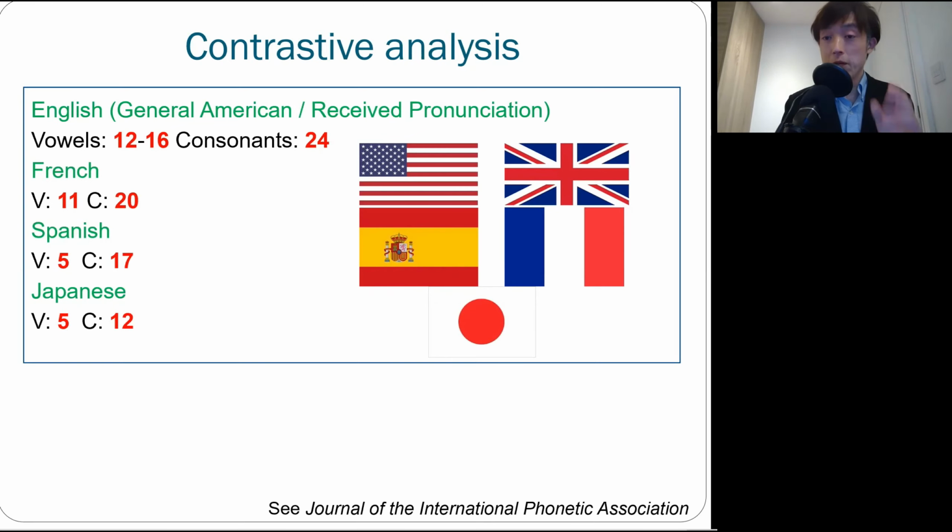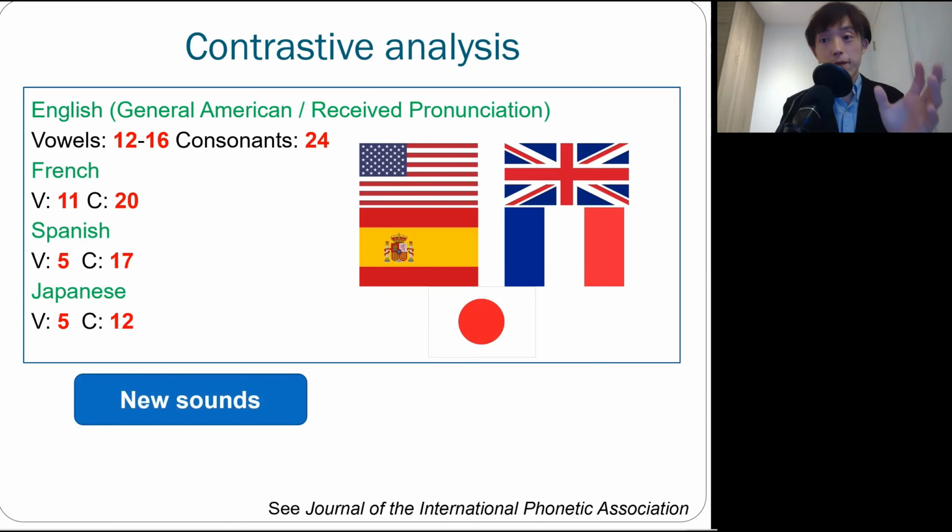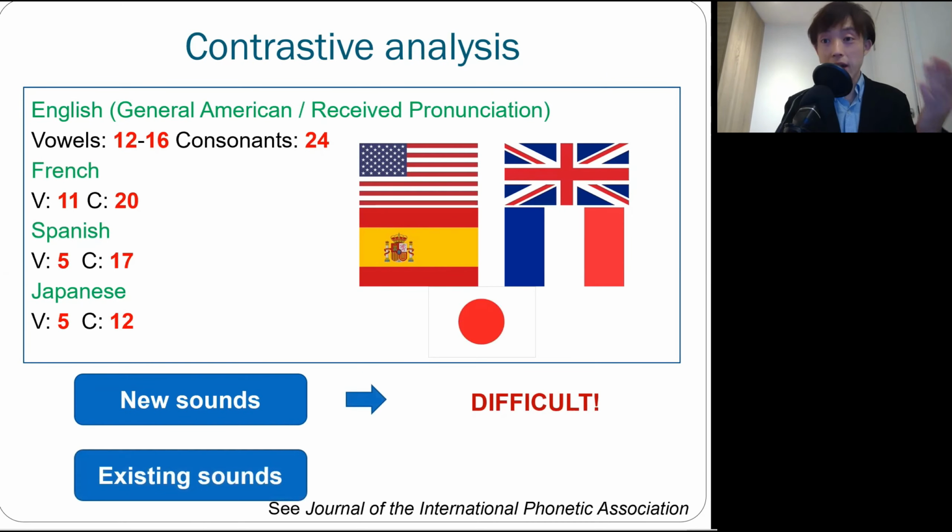So if you're a native speaker of Japanese, if you want to learn English, all you do is compare how many vowels exist in English, but not in Japanese. And the same is true for the number of consonants. And then if you find new sounds existing only in the second language system, these sounds are supposed to be difficult. Luckily, if you find that certain sounds overlap between L1 and L2 systems, okay, these are easy to master.